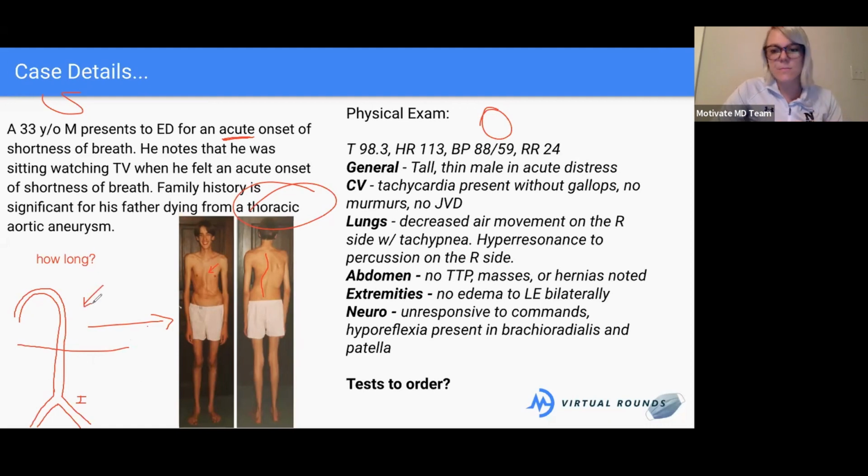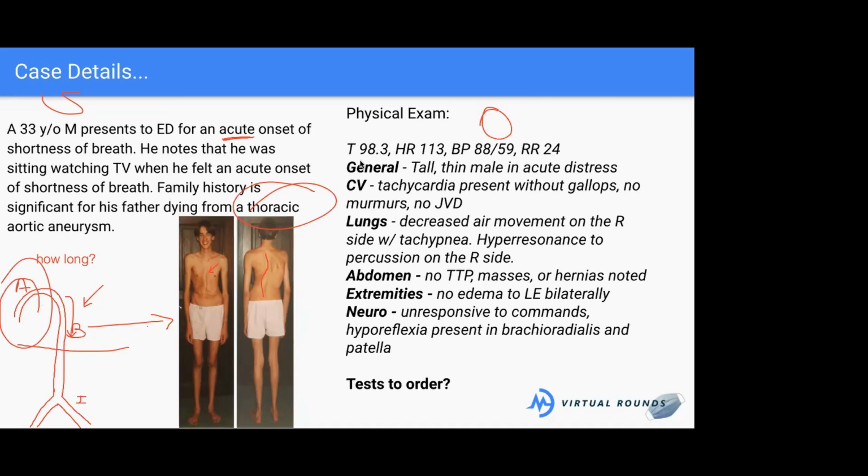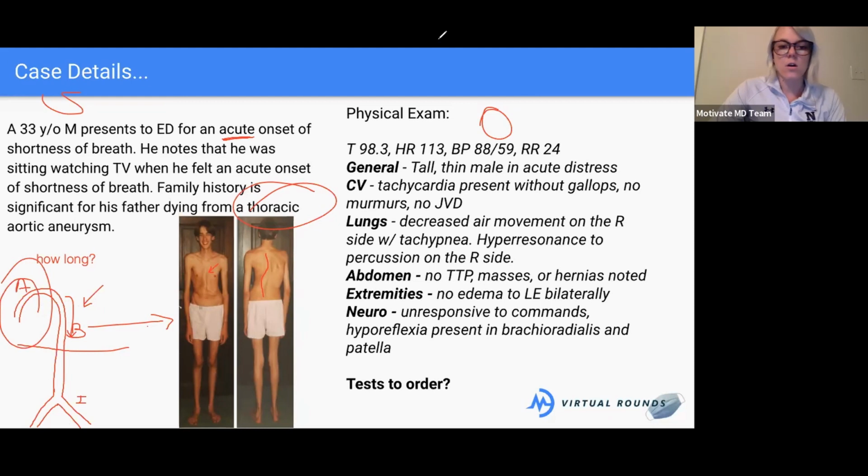So we don't know much about it. We don't know if it was a type A, which is ascending, so it's usually in this area, an ascending aorta aneurysm, or if it's a type B, that's usually a descending aortic aneurysm, so kind of in this area down here. Perfect. You guys are on the right track here.